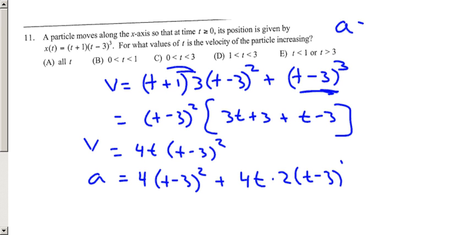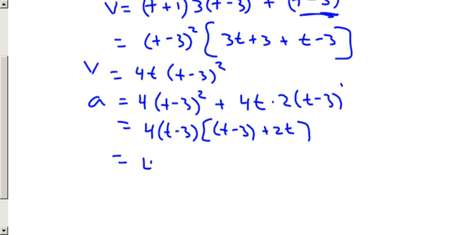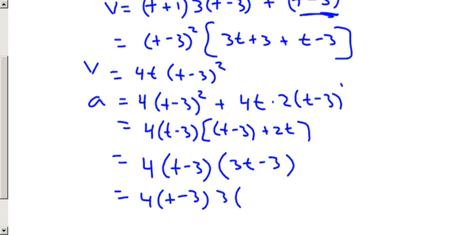And we're looking for when acceleration is greater than 0. So if we do a little bit of factoring here, we could factor out a 4 and a t minus 3. So 4 and t minus 3. And what's left is t minus 3 plus 2t. And simplifying this a little bit, we get 4 t minus 3. And here we get 3t minus 3, which simplifies to 4 t minus 3, 3 t minus 1. Lots of algebra here. Now this is just a quadratic with zeros at 1 and 3.